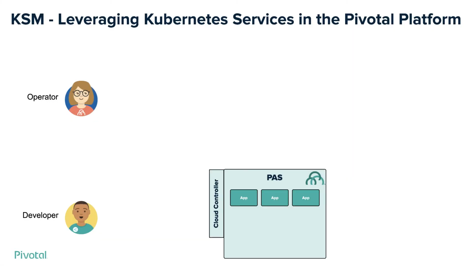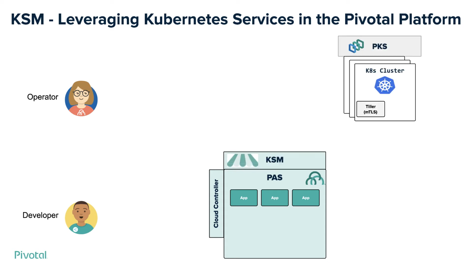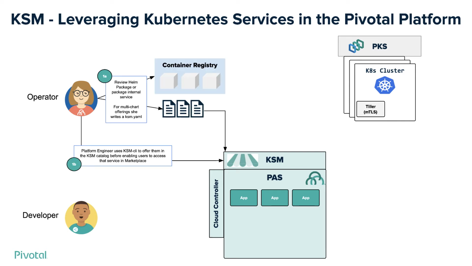So here we have our platform operator, our developer, and our PaaS platform. Hopefully this looks pretty familiar. Let's add KSM along with a PKS Kubernetes cluster. Now, PKS is installed as a tile on PaaS, and PKS is a wholly separate cluster without any direct linkage to the PaaS platform. To make services available using KSM, first that service needs to be packaged using Helm.